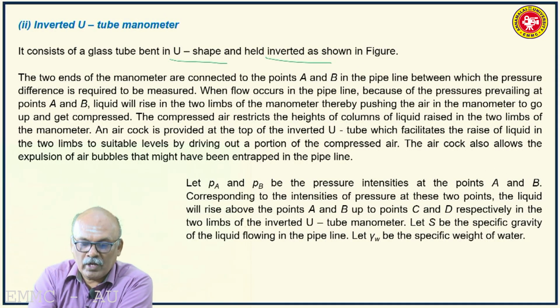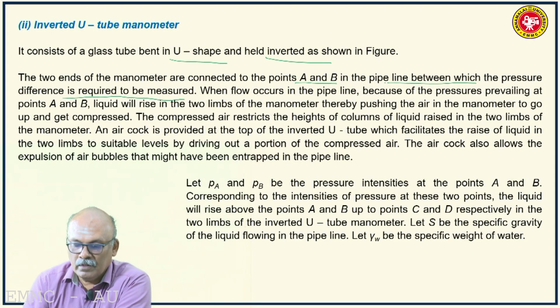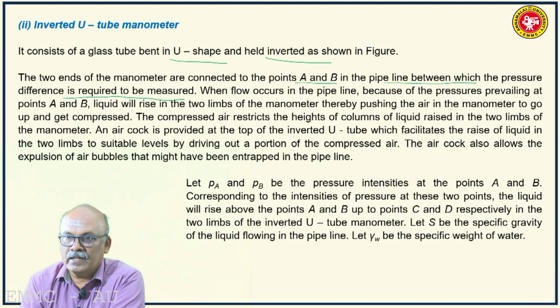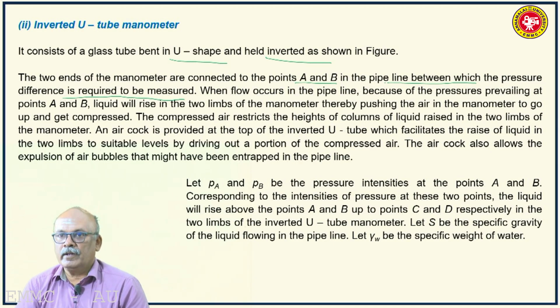The two ends of the manometer are connected to the points A and B in the pipeline between which the pressure difference is required to be measured. When flow occurs in the pipeline, because of the pressure prevailing at points A and B, liquid will rise in the two limbs of the manometer, thereby pushing the air in the manometer to go up and get compressed. The compressed air restricts the heights of columns of liquid raised in the two limbs of the manometer.